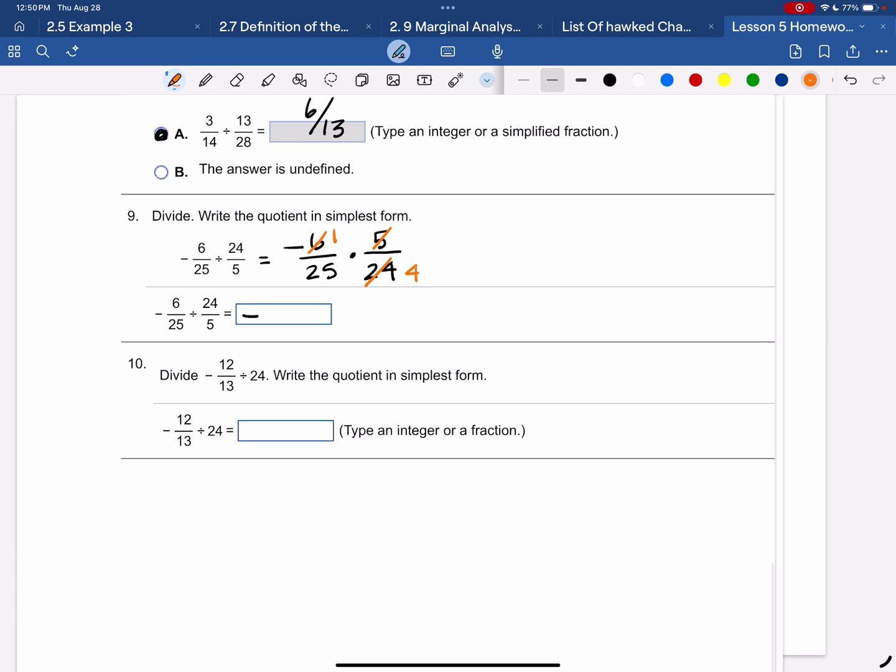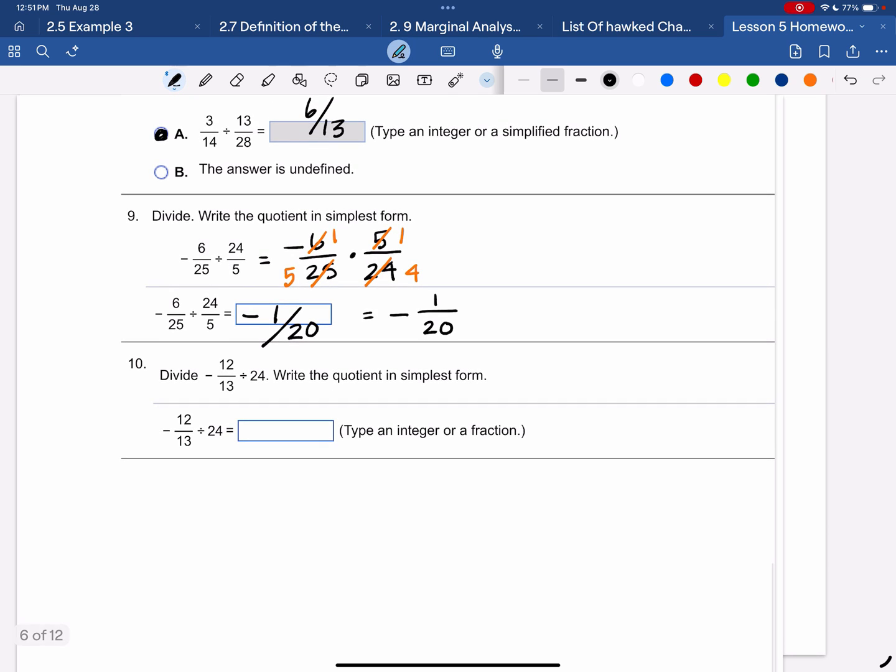I've got a 5 over 25. That leaves a 1 over 5. So a 1 times a 1 gives me a numerator of 1, and my denominator is 5 times 4, which is 20. So that's negative 1/20. Now, the best place for the negative sign is out in front of the fraction, even with the bar.